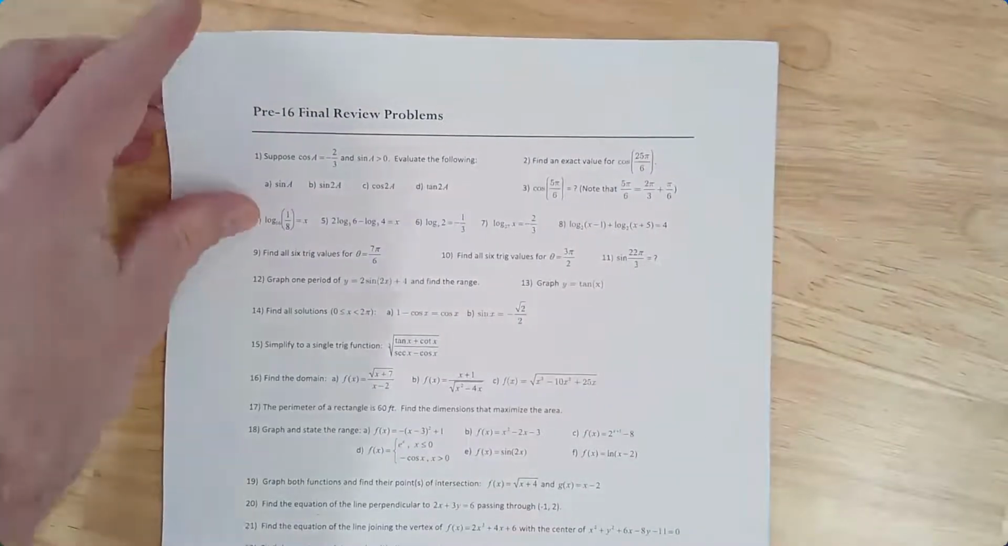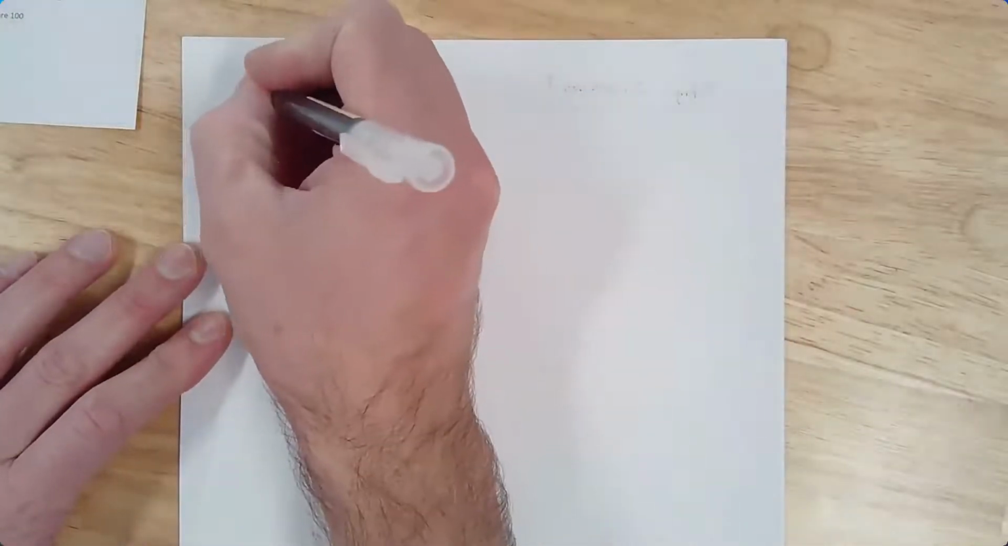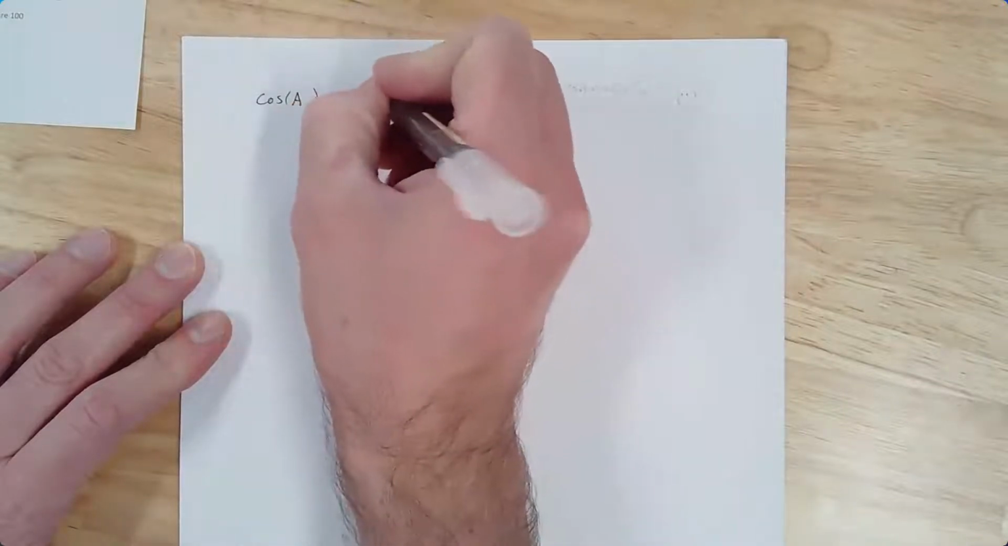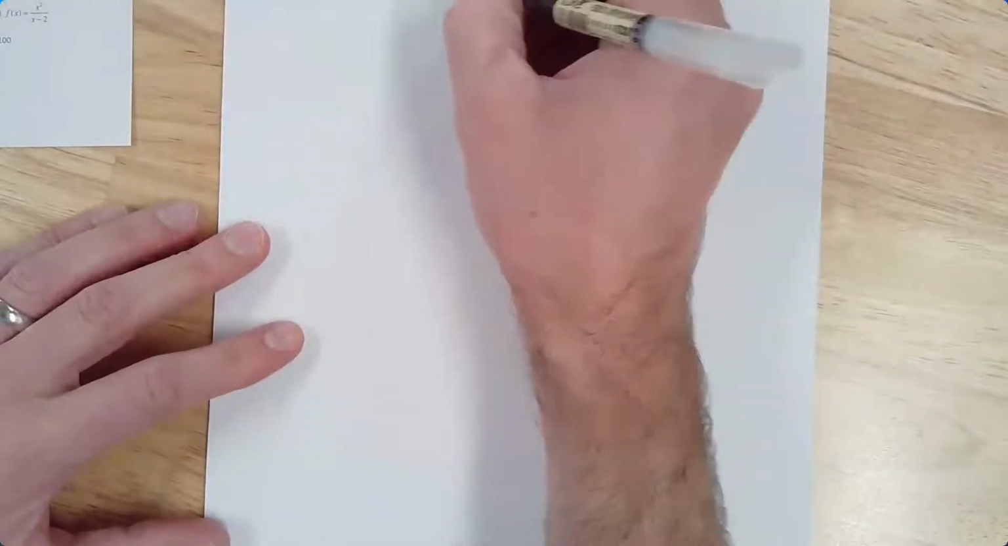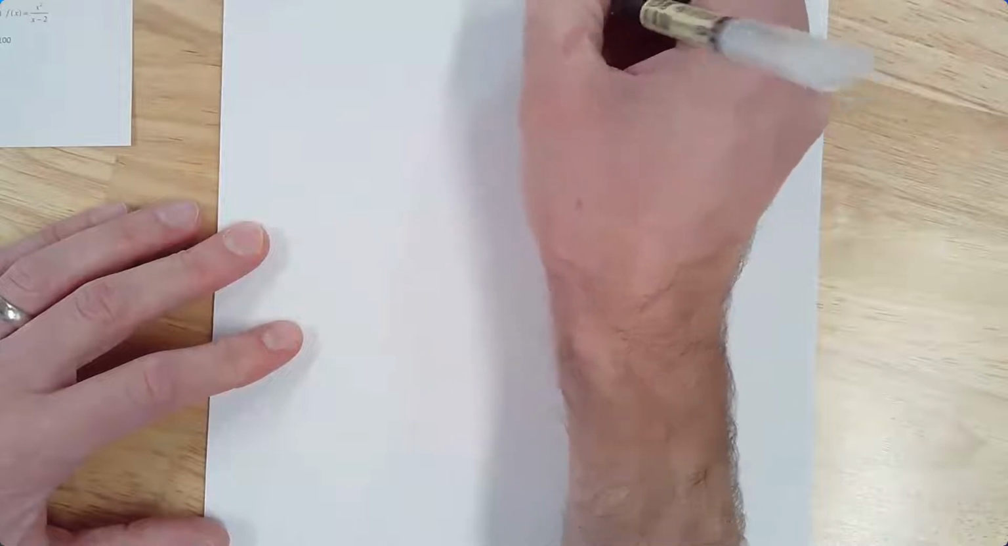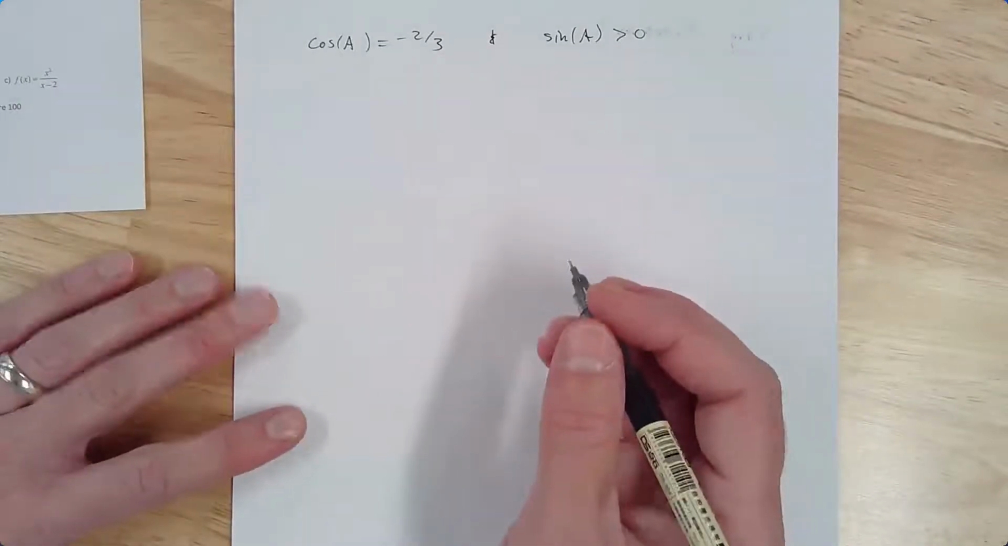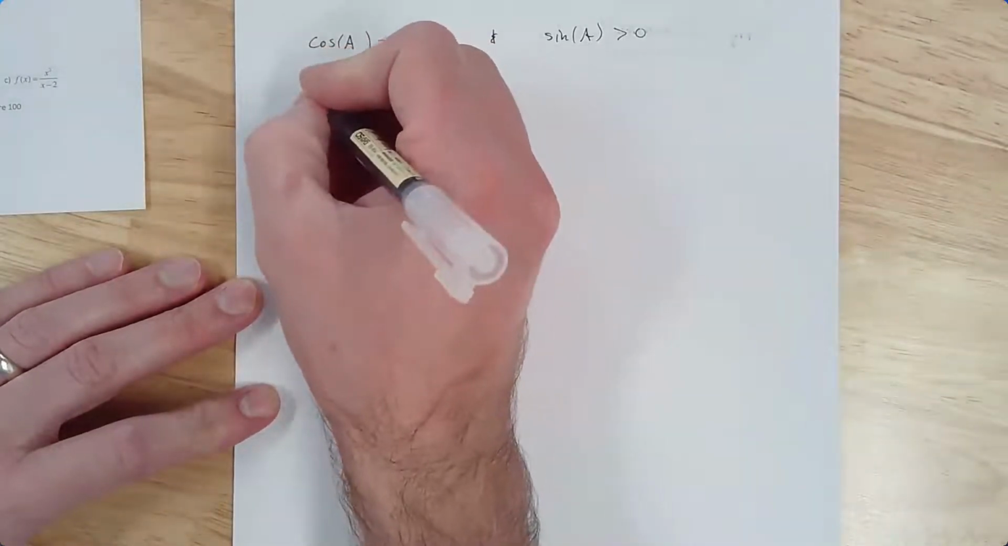Let's start with the first one. Obviously, there's not enough room to write answers on this paper, so you need other paper, unless you can write really, really small. So suppose cosine of A is equal to -2/3, and we also know that sine of the angle A is greater than 0. Find or evaluate the following.